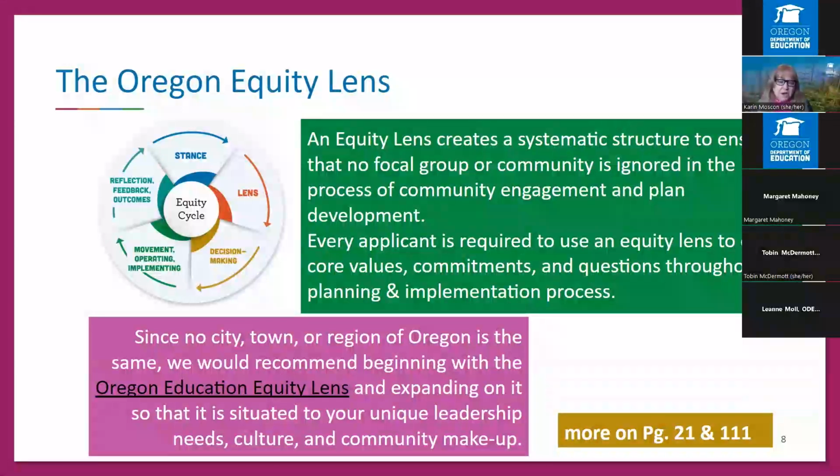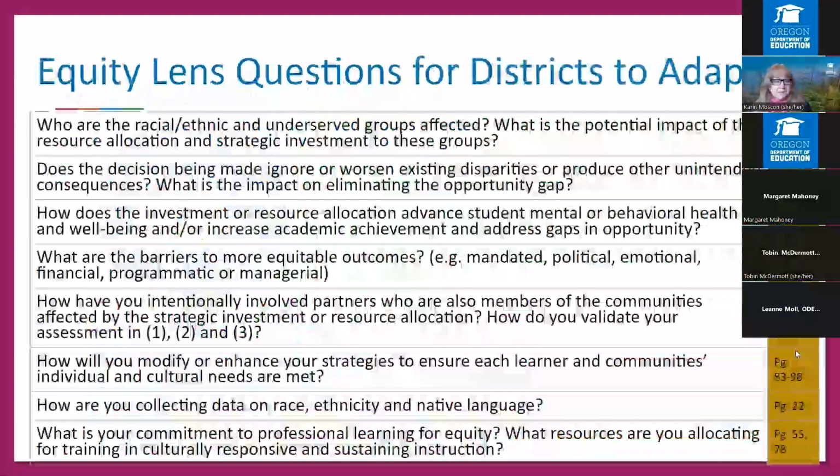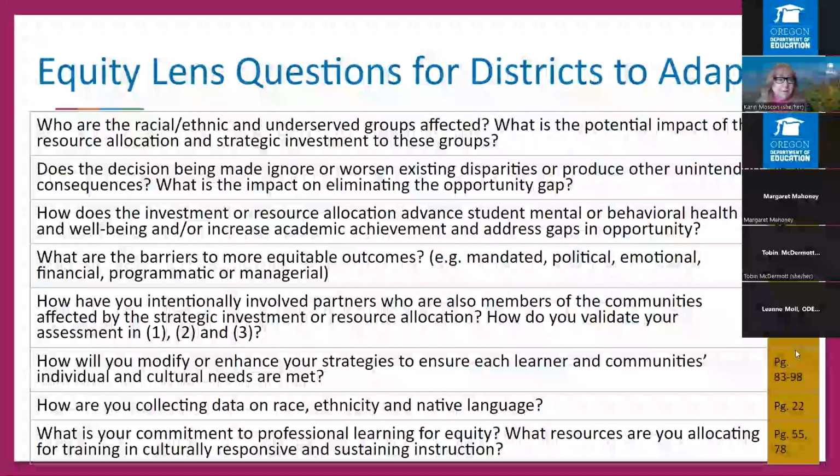And so the Oregon Education Equity Lens is a great place to start, but it's not the know-all and be-all. And in fact, districts are encouraged to start there, but then expand on it so that it meets their unique needs and helps to meet the needs of their culture or the community that they have. So the next slide gives us some examples of questions that come from the Oregon Equity Lens.